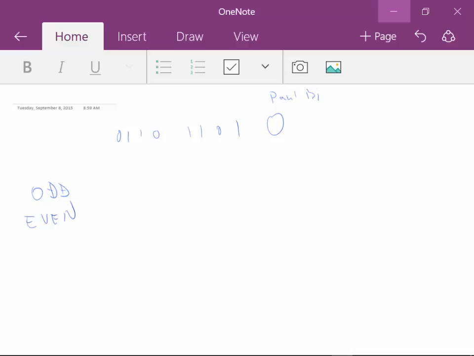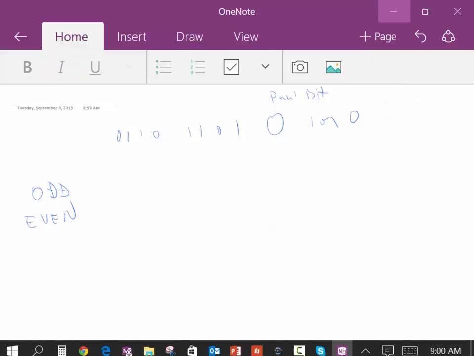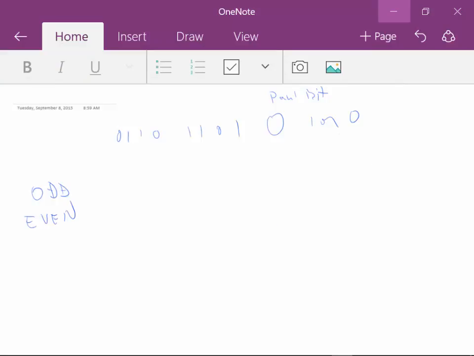Parity bit, right there. We make that either a 1 or 0 to force the 9 bits to be either an odd or even number of ones. So if we're going to do odd parity, right here we've got 1, 2, 3, 4, 5. I would make this a 0. If I want even parity, it would be a 1.